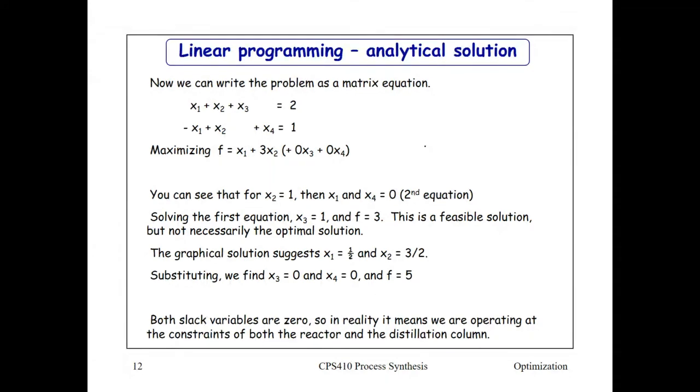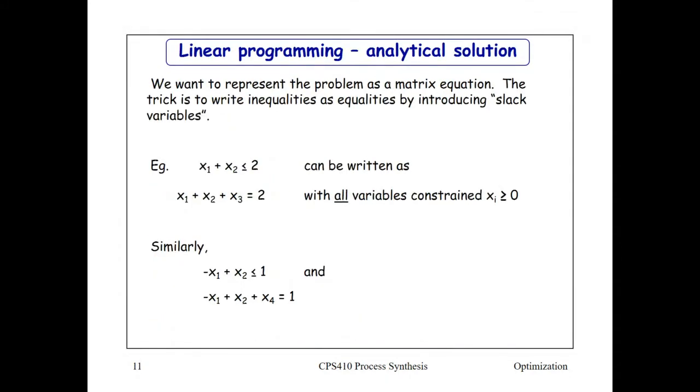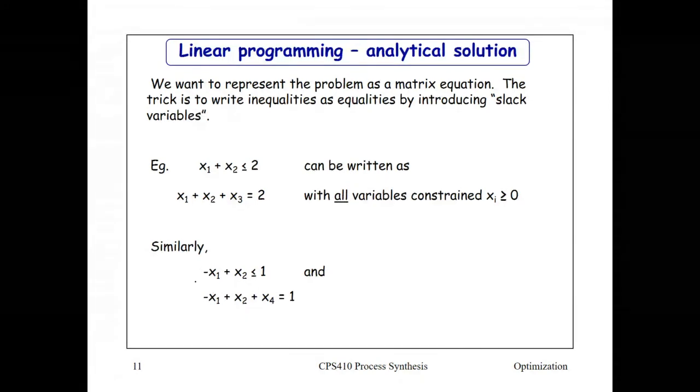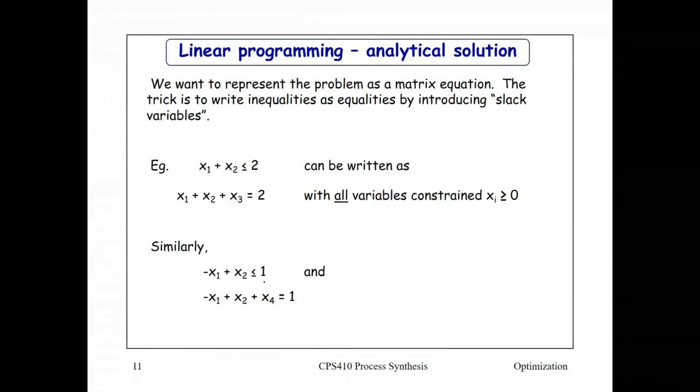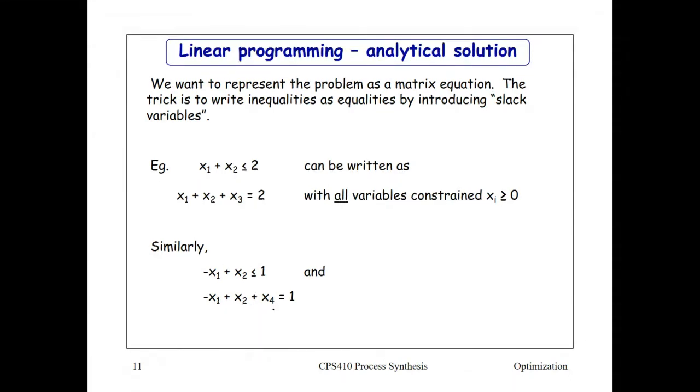Right, so we can write the... Oh yeah, we were still over here. So similarly with the distillation column, we had x2 minus x1 must be constrained to 1 ton per day. We can have another slack variable that takes up the slack: if that is less than 1, then we use x4 to make it equal to 1. So that's exactly the same.